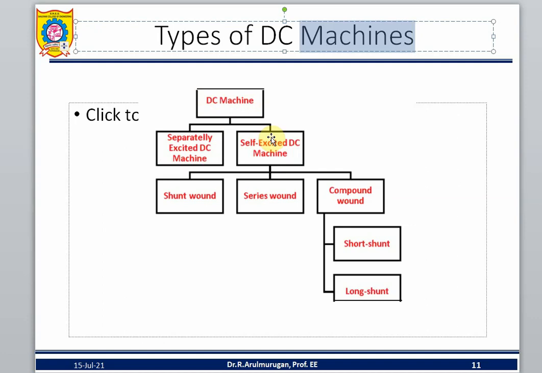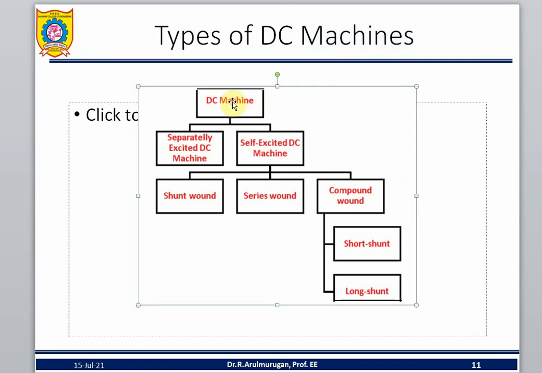Another one is that self-excited is further classified into shunt, series and compound. Compound means combined: shunt and series combined. That is called a compound. The compound has two types: short shunt and long shunt. So this is how the method is classified.